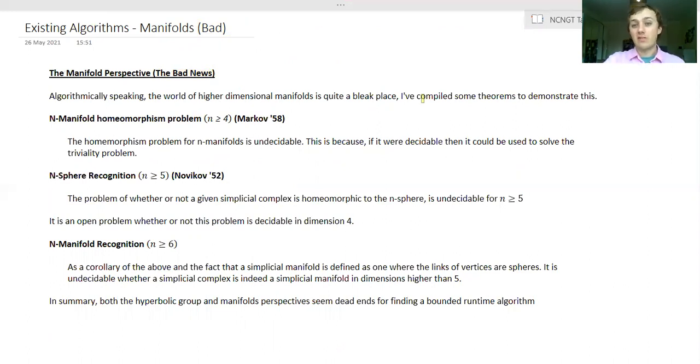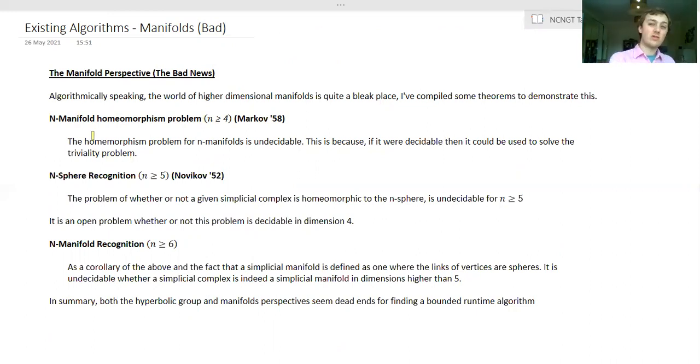And I say here that I compiled some theorems to demonstrate this. This is simply a selection. There are theorem after theorem of simple tasks that you cannot algorithmically perform in high dimensions. And here are just some examples of that. If you forget about hyperbolicity and just try and understand the homeomorphism problem for general n-manifolds, as soon as n is 4 or bigger, this is undecidable.